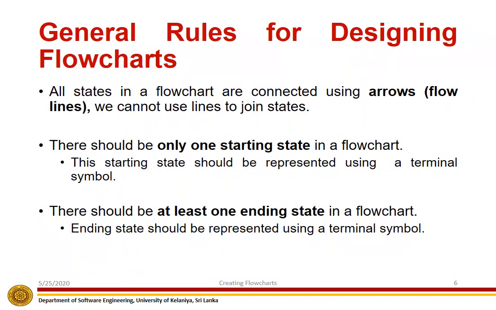The third one is that there should be at least one ending state in a flowchart. There can be 2 or 3 ending points according to the decisions and the required output. But there must be at least one, and the ending state should also be represented using a terminal symbol, a rounded rectangle, and you should write the word end inside of that.